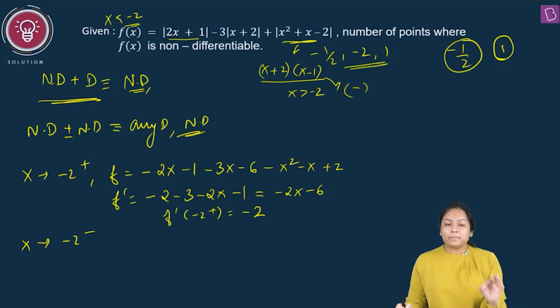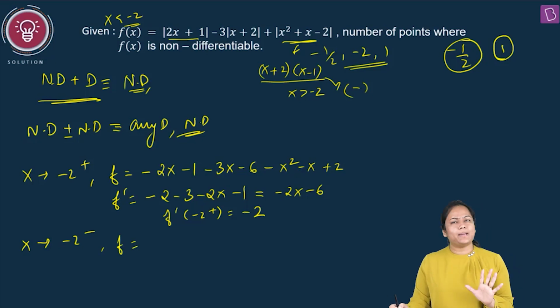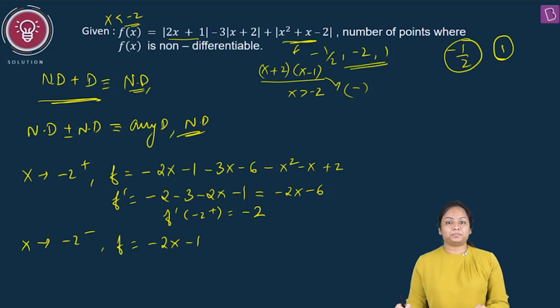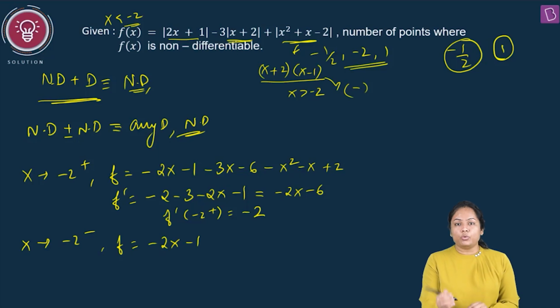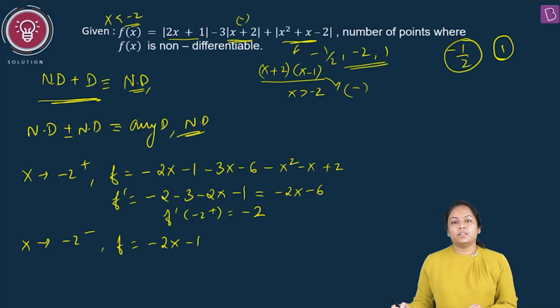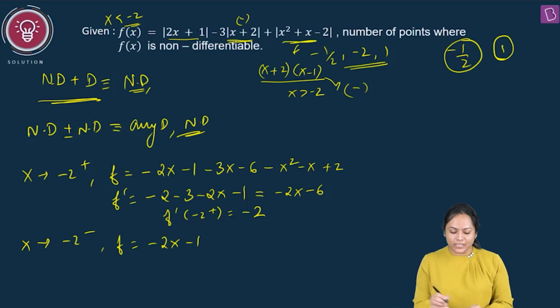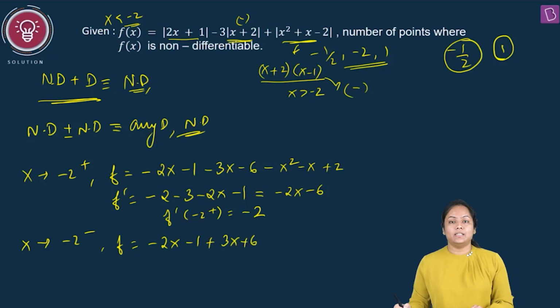Clear? So when my x is less than minus 2, my first mod again will open by a minus sign. So it's going to become minus 2x minus 1. What about the second mod? Well, mod of x plus 2, if I look at x plus 2, this quantity will be negative. So mod is going to open by minus sign. So it's going to become plus 3x plus 6.